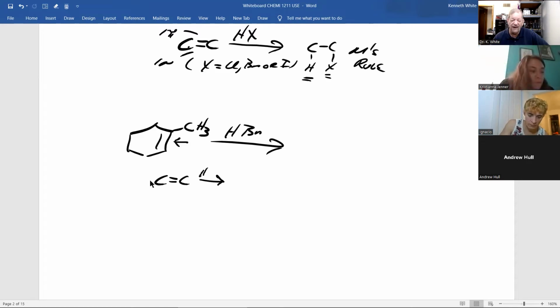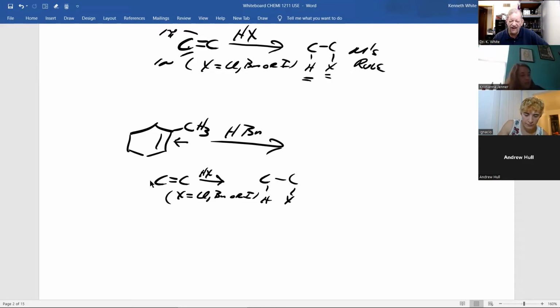HBr, ooh, bromine, a halogen. X for this reaction can be chlorine, bromine, which it is in this case, or iodine. And you break the pi bond, one carbon gets H, the other gets X, and it follows Markovnikov's rule: the carbon of the double bond with the most hydrogens gets the hydrogen, the other gets the halogen. Uh-oh. I don't see any hydrogens on the ring. What am I to do?